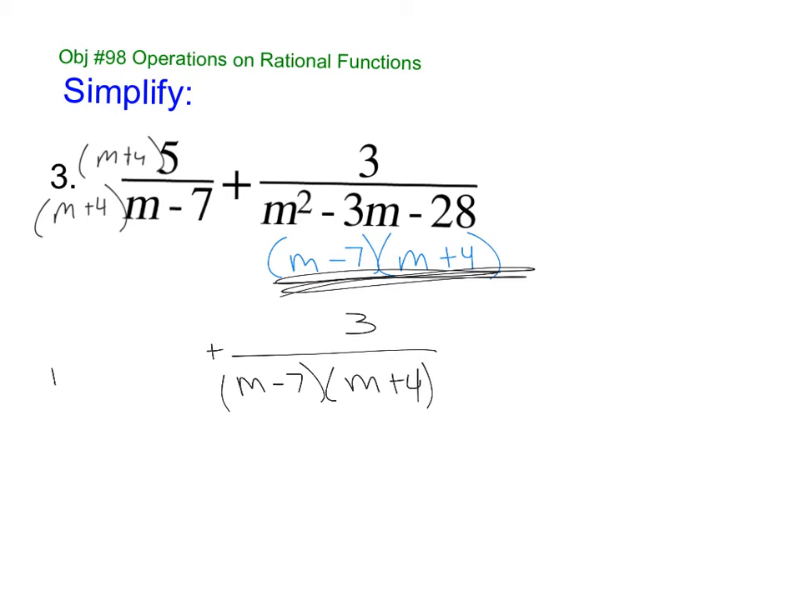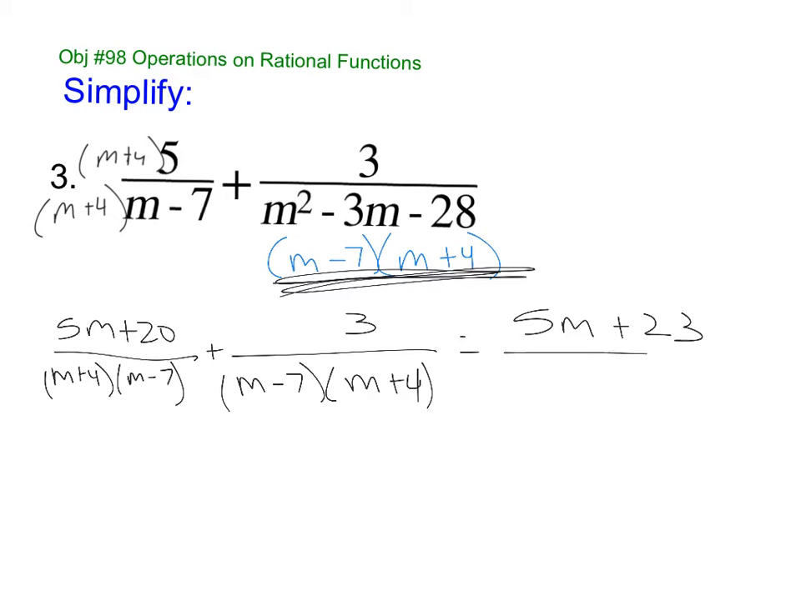So we get m plus 4, m minus 7, and then what do we get on top? 5m plus 20. Let's see, what do we get? 5m plus 23 over m plus 4, m minus 7. And again, we can't factor the top, so we're done.